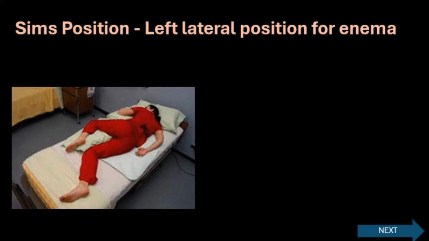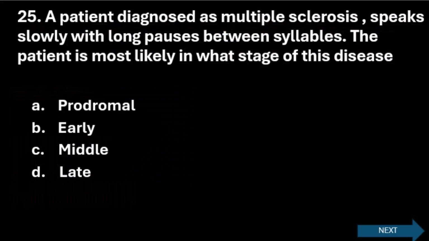The next question. A patient diagnosed with multiple sclerosis speaks slowly with long pauses between syllables. The patient is most likely in what stage of this disease? Option A, prodromal, option B, early, option C, middle, option D, late. Here the answer for the question is option C, middle.